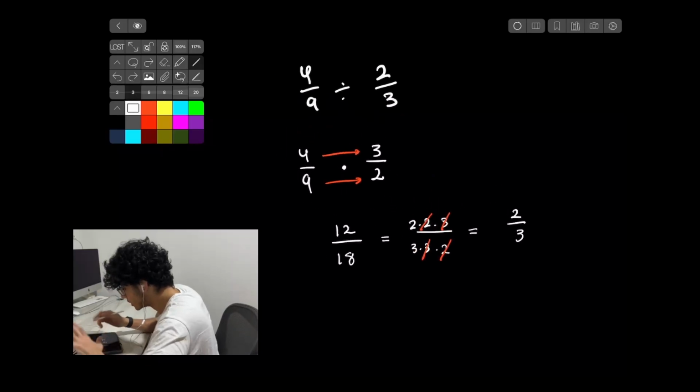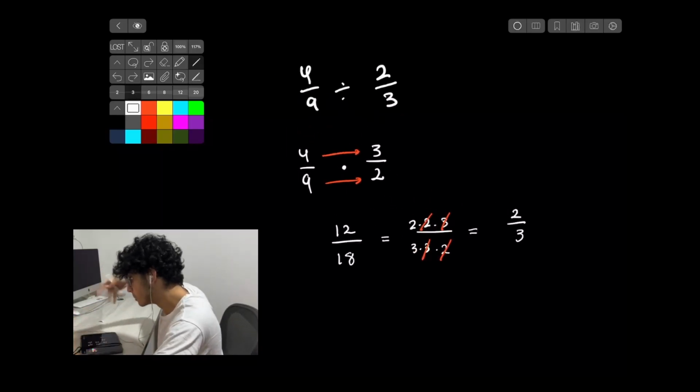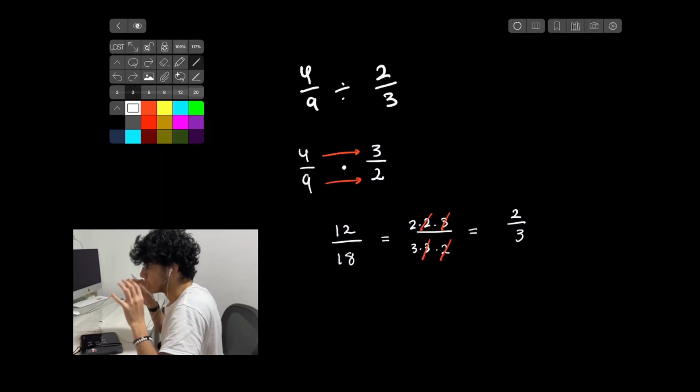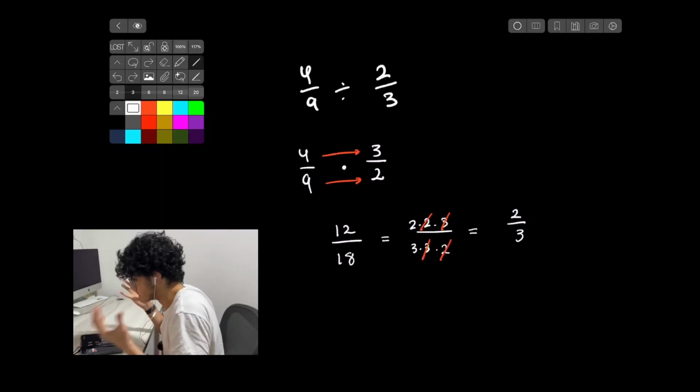But notice all we did in here was flipping the fraction, turning it into a multiplication, and canceling off the terms as we did before, whenever we turn whatever operation that we have into its multiplication.